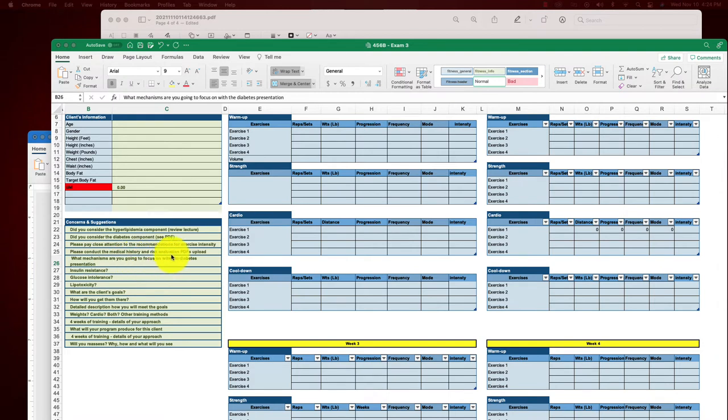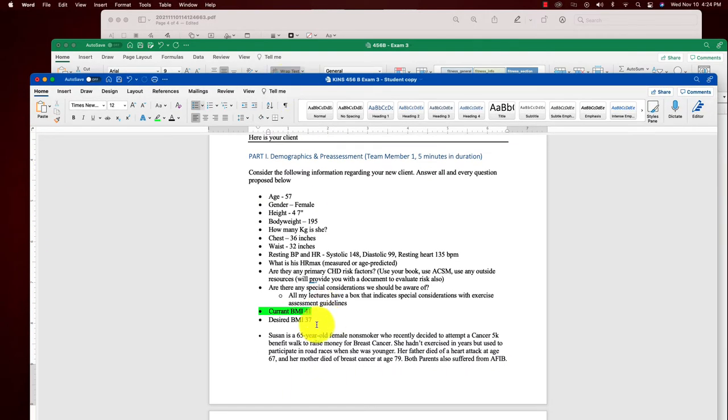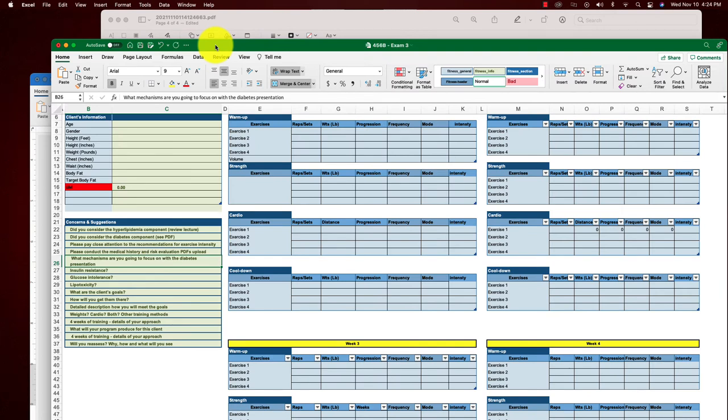What mechanisms are you going to focus on with the diabetes presentation? Are you going to focus on insulin resistance, glucose intolerance, lipotoxicity? What are the client's goals, right? Well, the client kind of told us that she wants to walk this 5K and she wants to reduce her BMI, right? So that's going to mean that we're probably going to do a lot of cardiovascular fitness. How will you get them there?